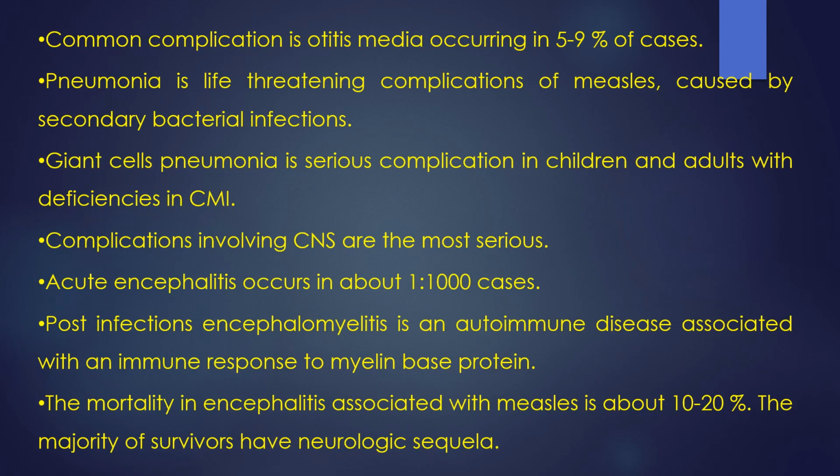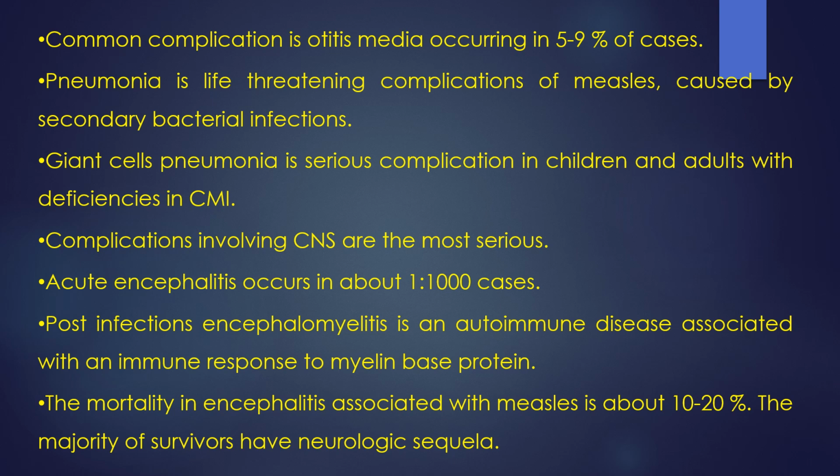The most common complication of measles is otitis media, occurring in 5 to 9% of cases. Pneumonia is a life-threatening complication of measles caused by secondary bacterial infections. Giant cell pneumonia is a serious complication in children and adults with a deficiency in cell-mediated immunity.